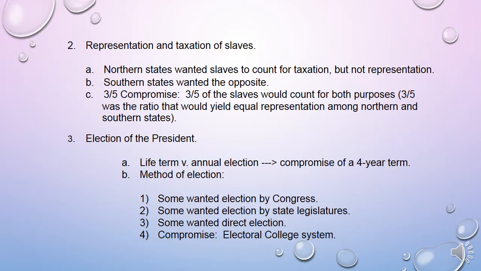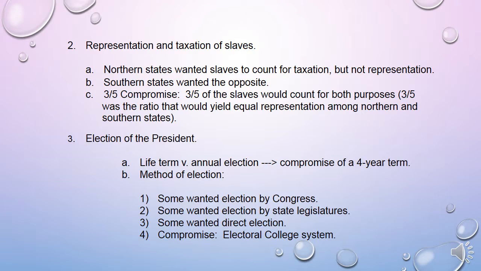Okay. Election of the president. Life term versus annual election. So life term sounds a lot like a king. They weren't very keen on that, and they didn't really think that an annual election would be very wise. It would take a lot of time. Imagine trying to have an election every year. Now it would seem impossible. Back then, it just seemed impractical. So they compromised with a 4-year term.